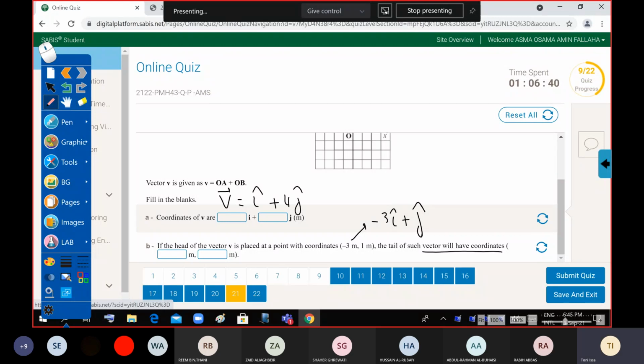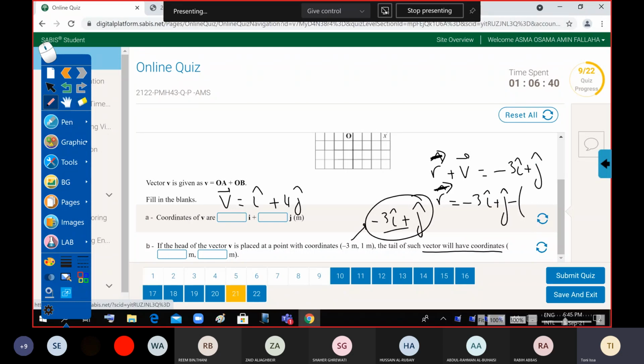Okay, so what do you do? The vector that they want, let's call it R. So this is what they want. You add it to vector V. It should give you this. So therefore vector R will be minus 3i, the one that they gave you, the coordinate here, minus vector V, which is i plus 4j. And this will be your answer: minus 4i minus 3j.